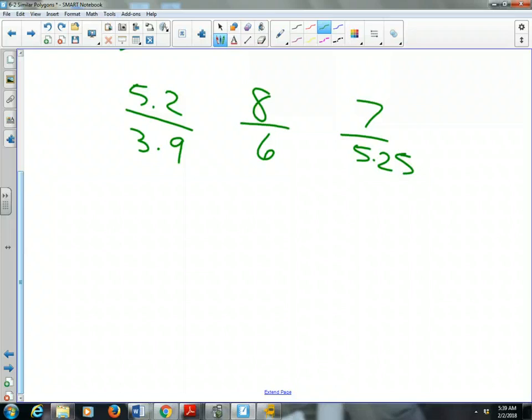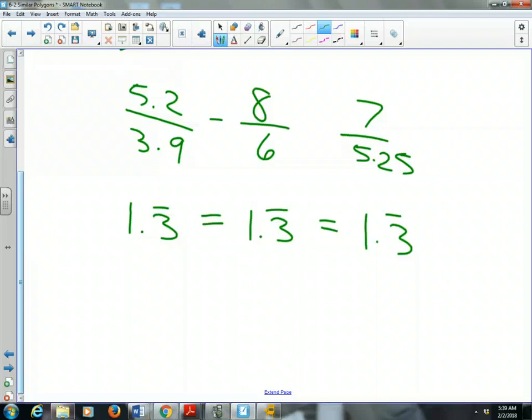What is 5.2 divided by 3.9 in your calculator? It's 1.3 repeating, isn't it? What's 8 divided by 6? It's 1.3 repeating, isn't it? What's 7 divided by 5.25? It's 1.3 repeating. These are equal fractions.